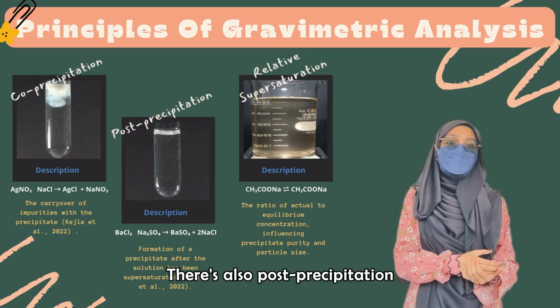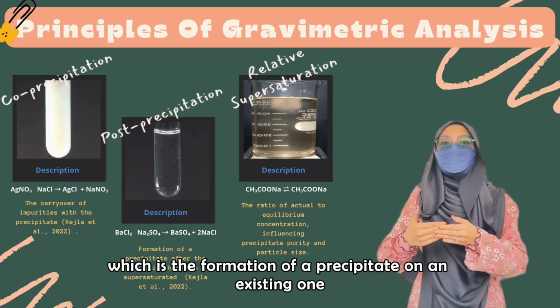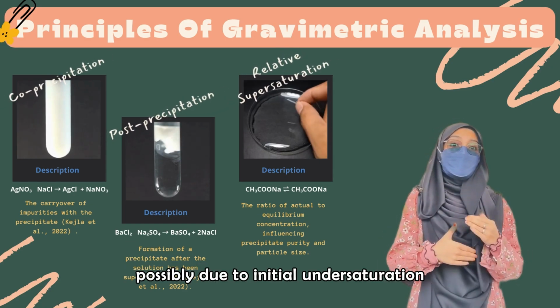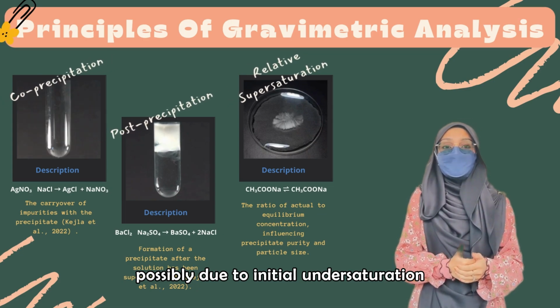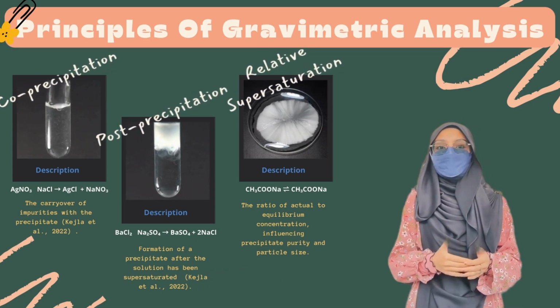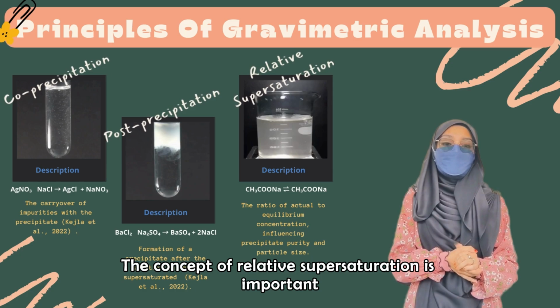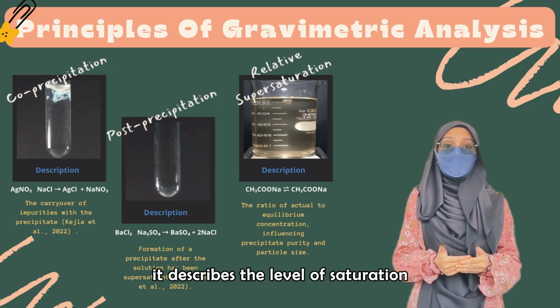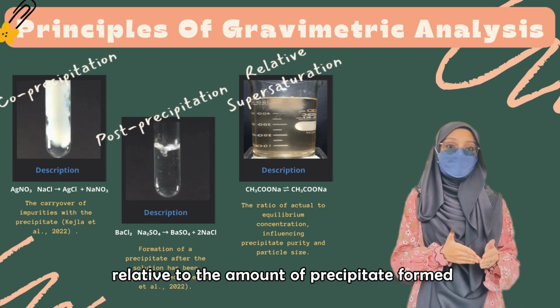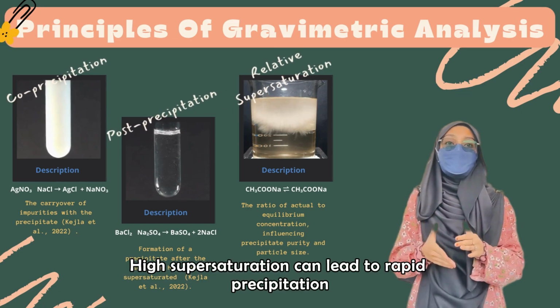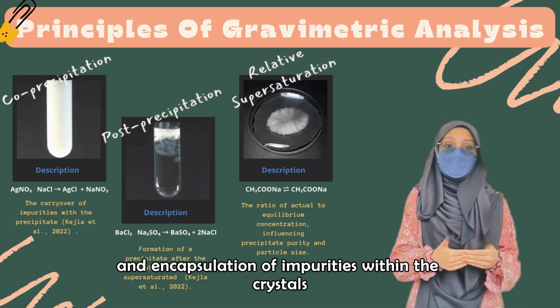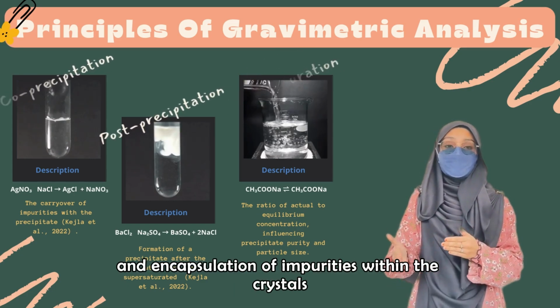There's also post-precipitation, which is the formation of a precipitate on an existing one, possibly due to initial undersaturation reaching saturation. The concept of relative supersaturation is important. It describes the level of saturation relative to the amount of precipitate formed. High supersaturation can lead to rapid precipitation and encapsulation of impurities within the crystals.